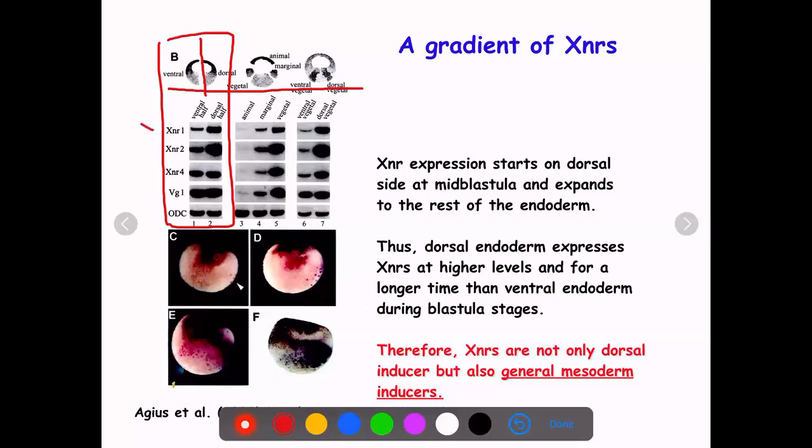So XNR 1, 2, 3, 4, and then this is Vg1 as the control, and then this is the loading control. They saw which part has more XNR, isn't it? You will see dorsal has more XNR. And then what they did is that they cut it in this way. Okay, so endoderm, marginal, which is mesoderm, and then animal. In animal, XNR is not produced, okay? And in vegetal, it is produced a lot.